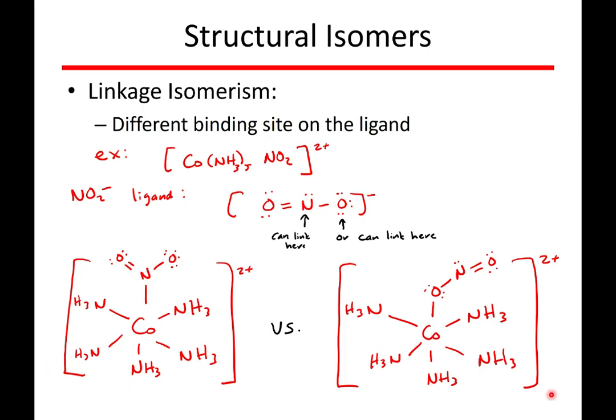And this again is considered a structural isomer because you have different bonds, right? One has a cobalt nitrogen bond and the other has a cobalt oxygen bond. We call these linkage isomers because the difference between them is the linkage site on the ligand. In one isomer, we're linking at the nitrogen, and in the other, we're linking at the oxygen. And so that's why we call these linkage isomers. Again, they're isomers of one another because they have different arrangements of their atoms, but they both have the exact same formula. All right, that concludes our discussion of structural isomers. In our next video, we'll talk about stereoisomers.